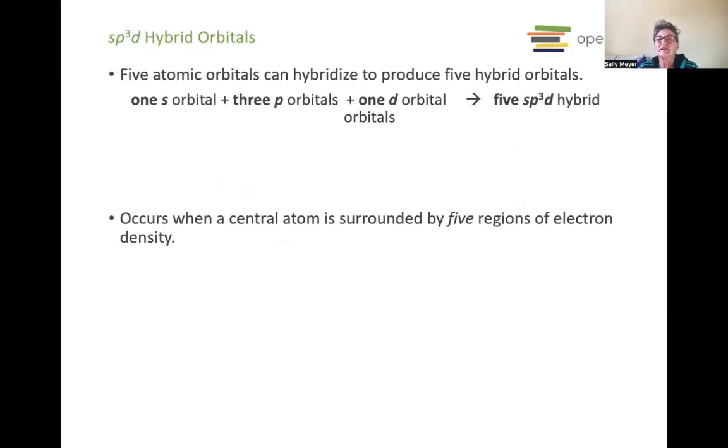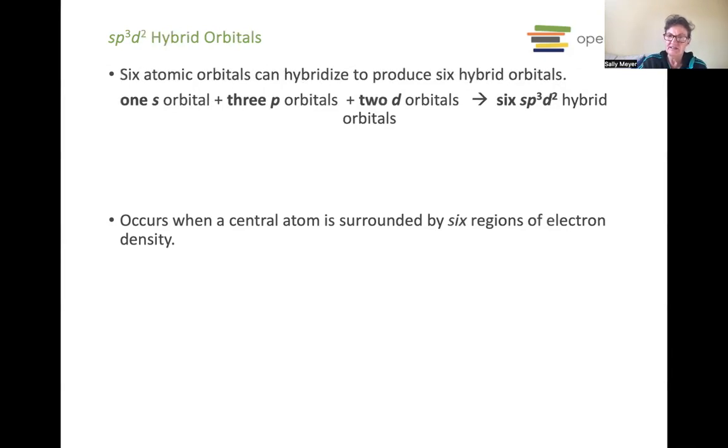So 2 other kinds we're going to talk about are hybrid orbitals that use d orbitals. So now we know we're going to have to be beyond neon. You're going to have to be in a level where you have n equals 3 or bigger, because the only time you have d orbitals is when you get up to n equals 3, because d is L equals 2. So in this case, for the sp3d hybrid orbitals, you take an s, 3 p's, and a d orbital. You get 5 new orbitals. We'll call them sp3d. So 1 part s, 3 part p, 1 part d. And they occur when a central atom is surrounded by 5 regions of electron density.